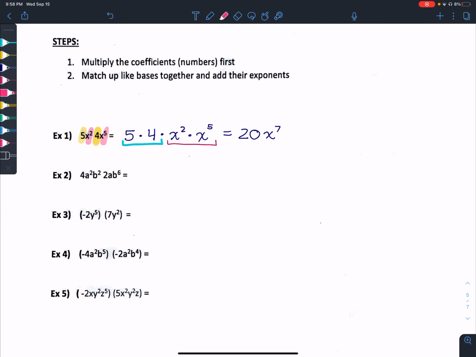So the next one, we're going to highlight our coefficients, highlight our a's, highlight our b's. So first, look at your coefficients. 4 times 2. 4 times 2 is 8. Then a squared times a. Remember that a has an exponent of 1. So a squared times a to the power of 3. B squared times b to the 6. 2 plus 6, b to the 8.